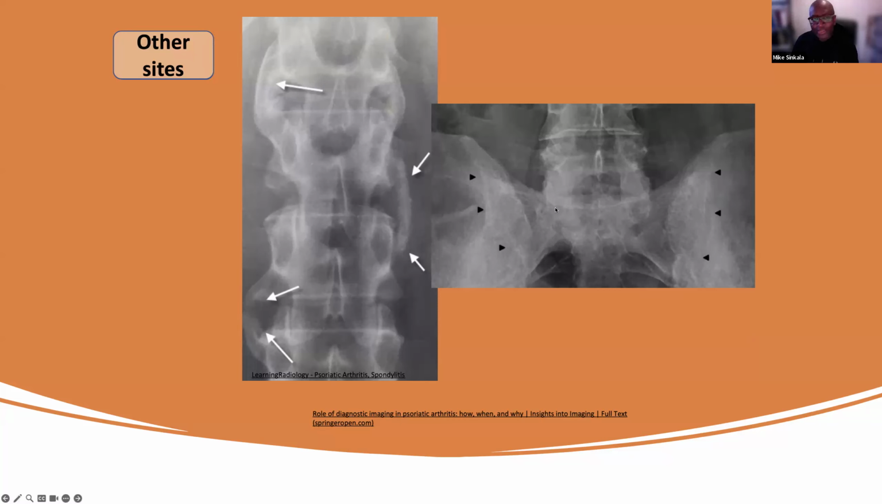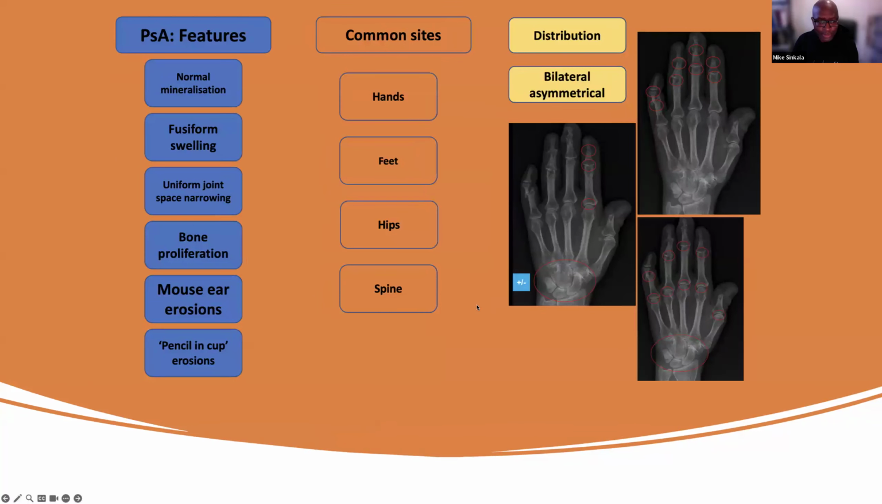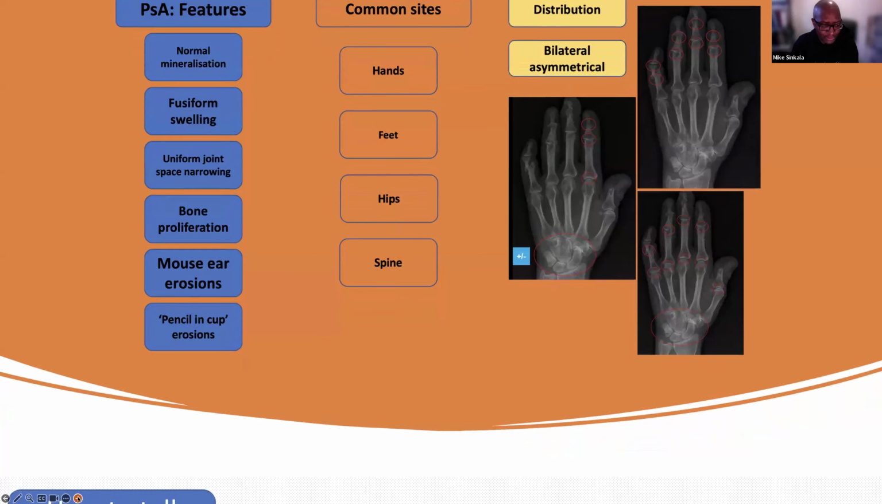So this is the skeletal or axial manifestation of psoriatic arthritis in the spine. That's the distribution. The radiological features that you see will be on the left, and that's the distribution of psoriatic arthritis.